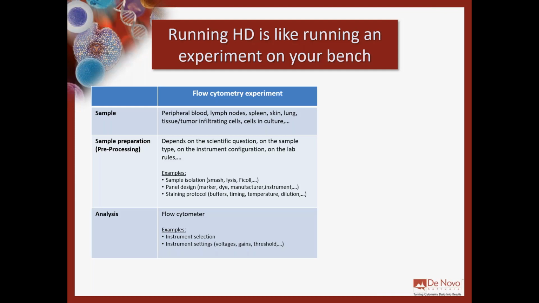And sometimes you also switch different actions in different protocols. So which are the different variables that you might encounter when you run a flow cytometry experiment? Well, you might deal with different samples. It might be peripheral blood, it might be a tissue, which tissue, might be cells in cultures, which cells, which cultures, and so on. And then you have a sample preparation. This is probably the part that takes more time, right?